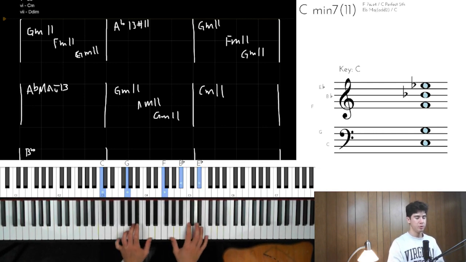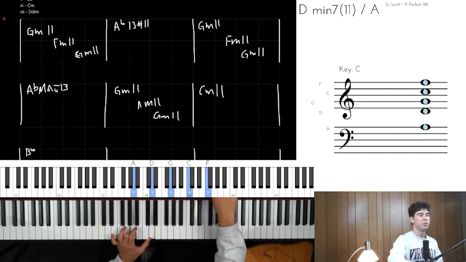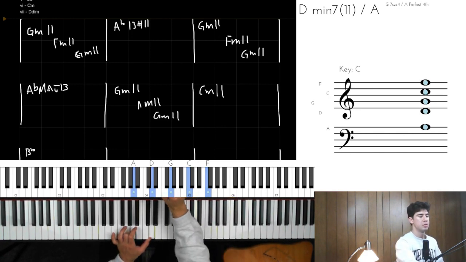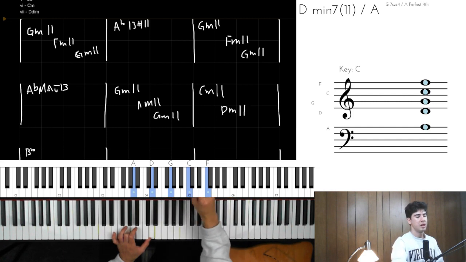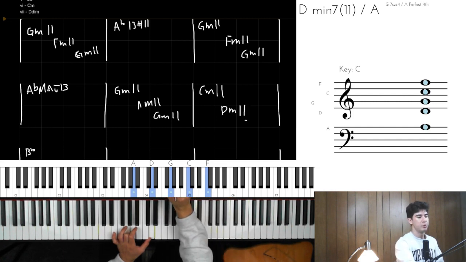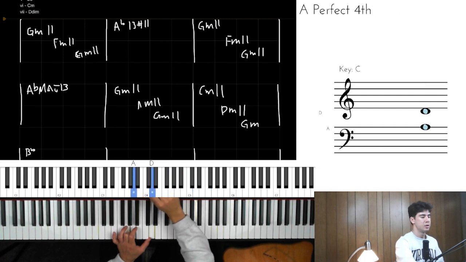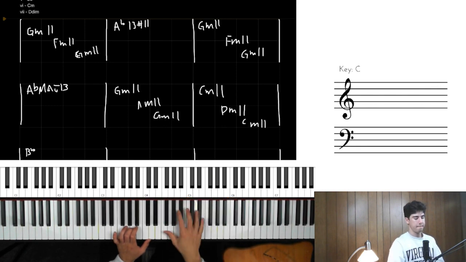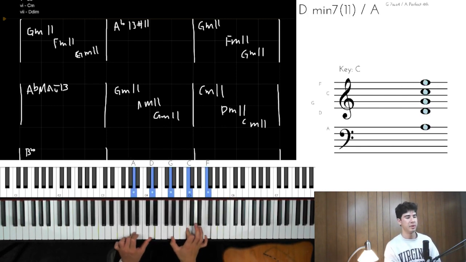Take this whole entire thing and move it up a step. Stepwise motion up again. D minor 11, and then we're going to go ahead and return to our, oh, sorry, that should be a C. C minor 11. Let's take a look at this D minor 11 real quick.